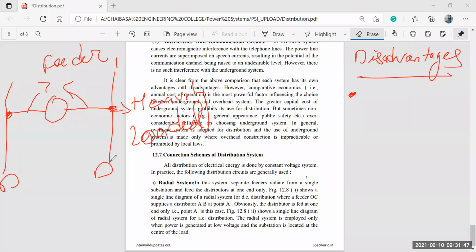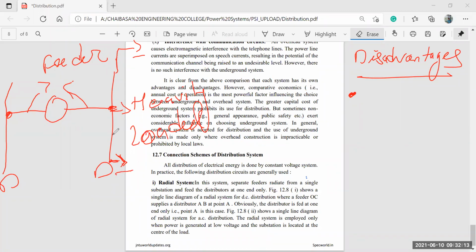Now another disadvantage is the consumer at the far end from the feeder. The consumer at the far end from the feeder would be subject to frequent voltage fluctuations. If it is at this end, they will experience frequent voltage fluctuations.